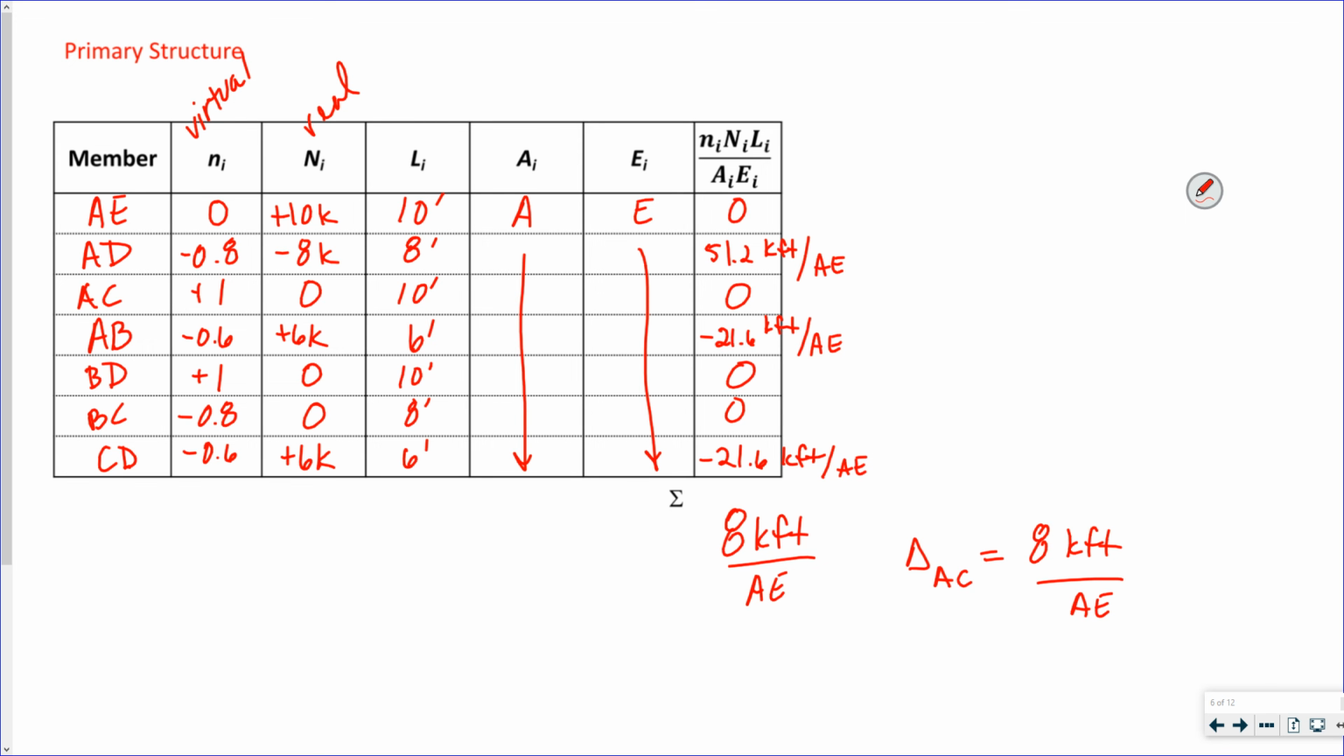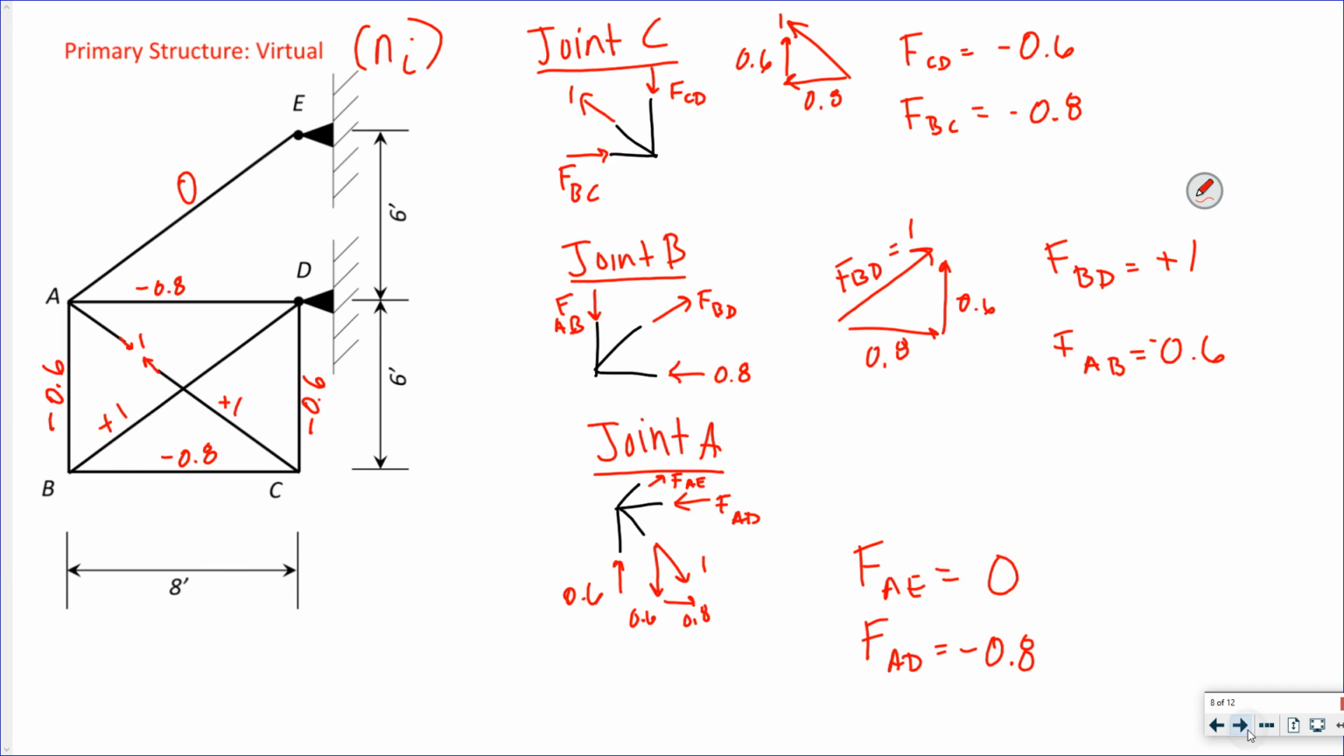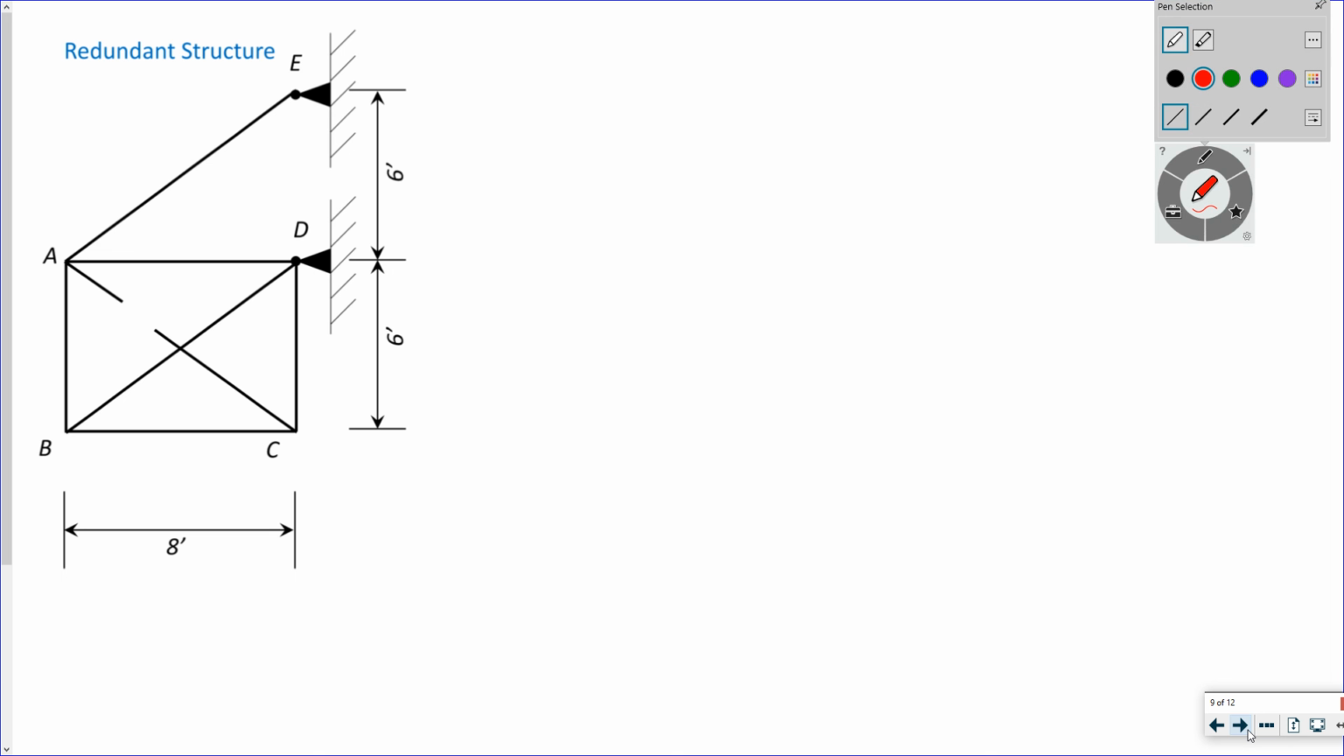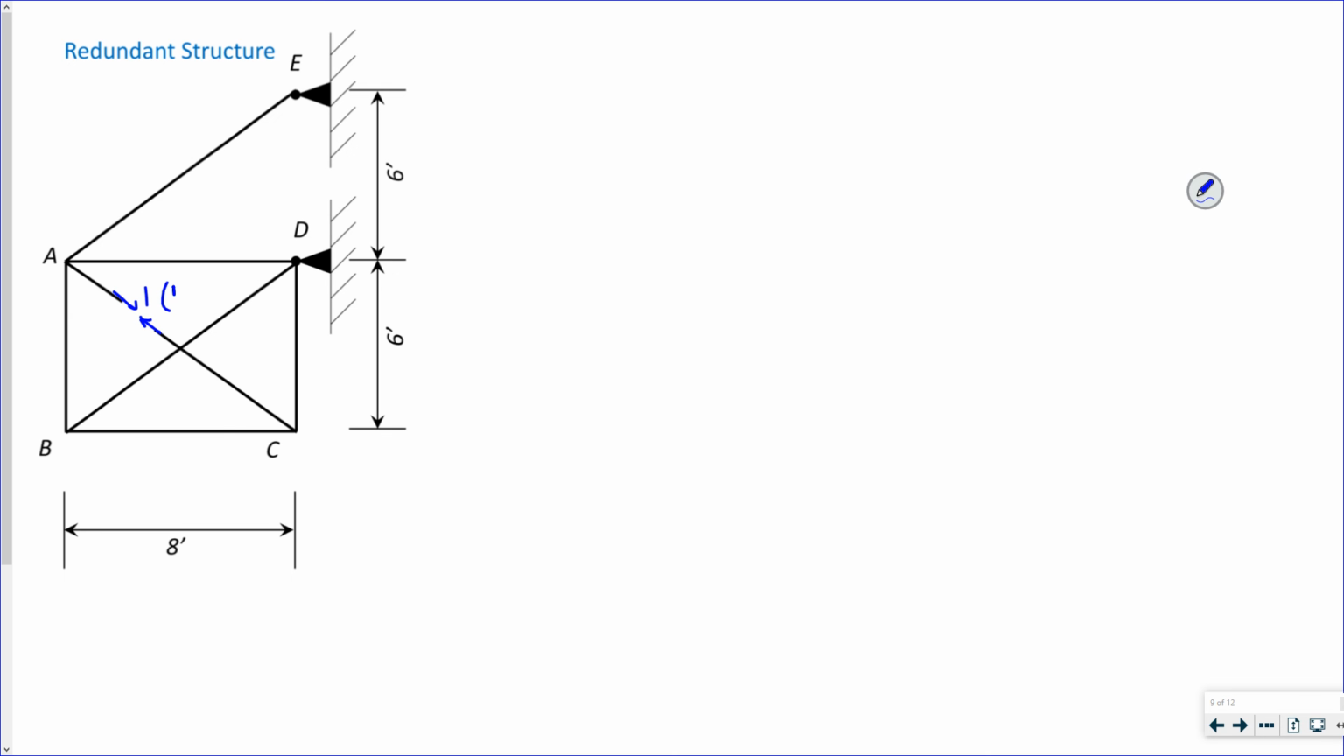Now I get to do the same thing for my redundant structure. My redundant structure means that I've cut this and I'm applying some load in AC. So it's a virtual load 1 times FAC. So I can apply a unit load and then calculate that deflection.